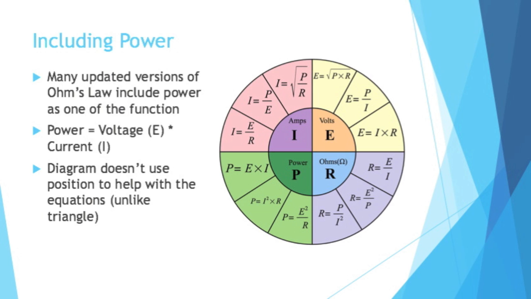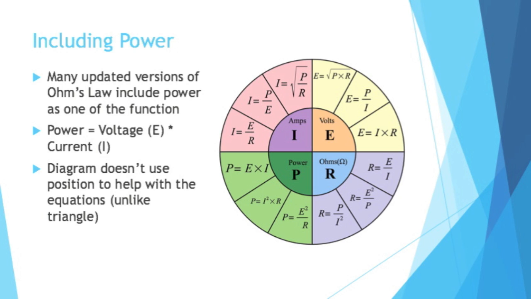You can include another unit of measurement for electricity called power into Ohm's law, but this will change the diagram, so it won't make intuitive sense anymore, kind of like the triangle did. The triangle, whatever one you wanted to solve for, you just looked at the other two and whatever their position was to each other, and that would tell you how the math worked, whether it was multiplying or dividing.